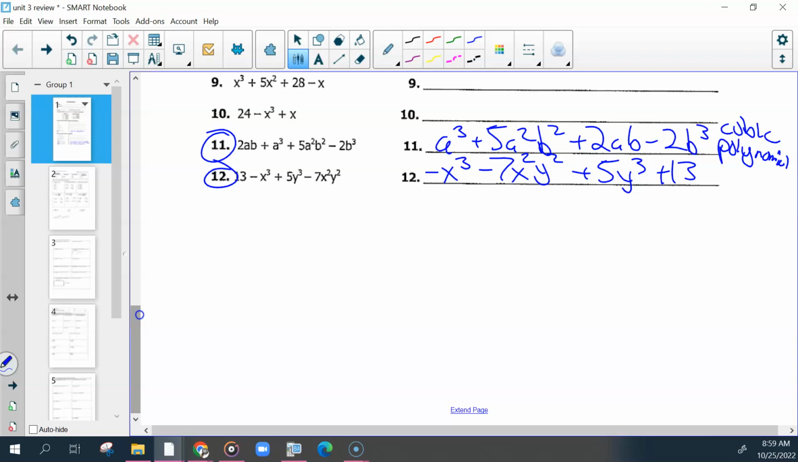What is our degree? Cubic again. Highest exponent is 3, and that is a cubic function. And how many terms do we have? 4, so polynomial.